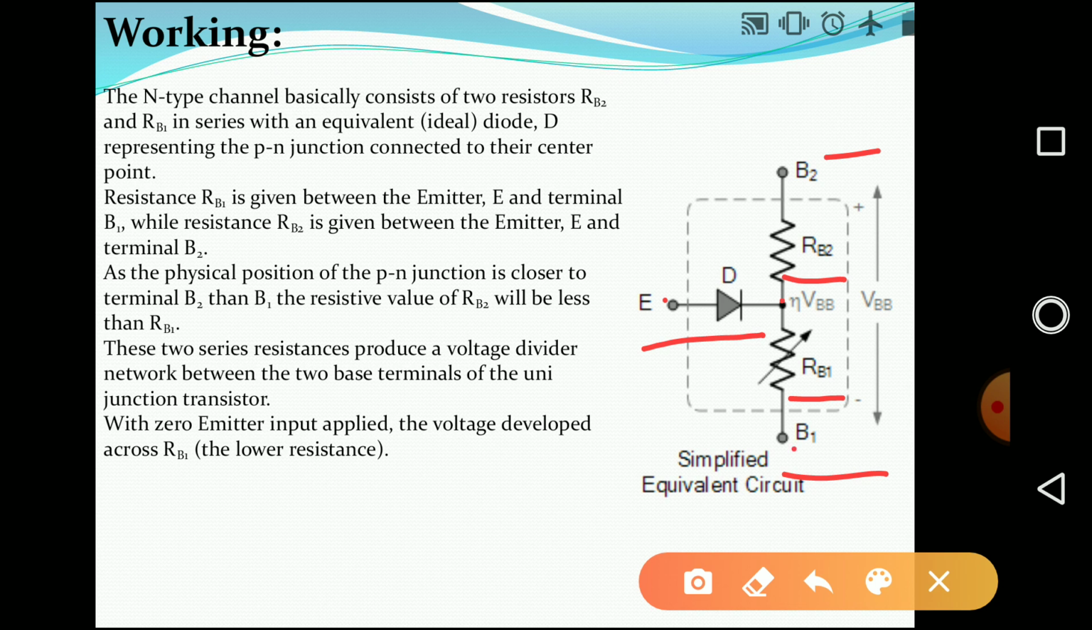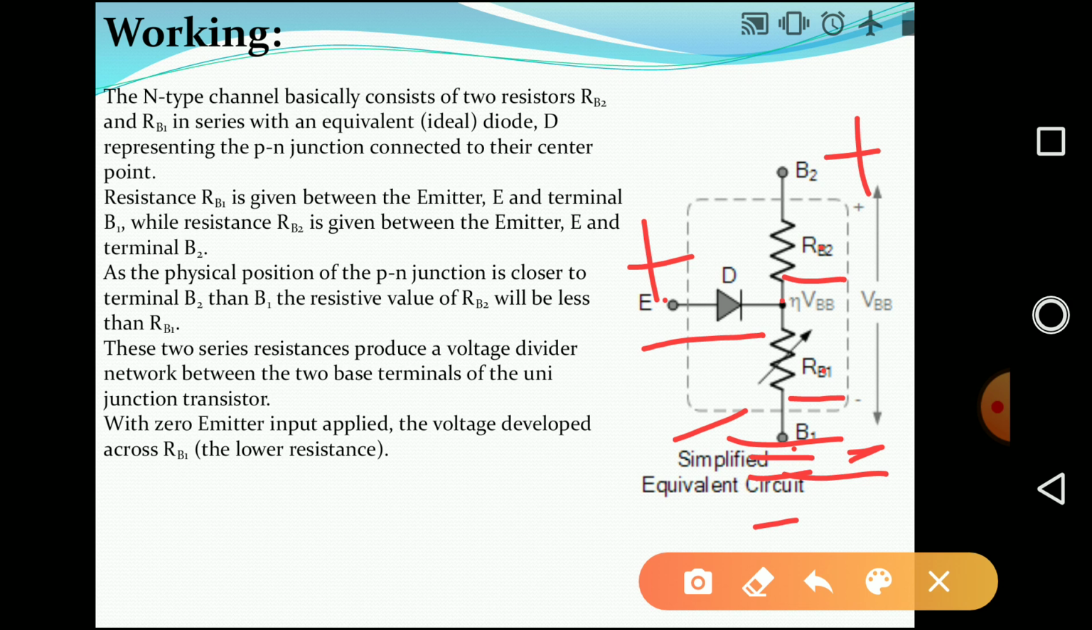Next, B1 is considered as the ground terminal, so negative voltage is applied at B1, and positive voltage is applied at B2 by VBB. When the supply VBB is applied, there is a voltage drop across RB2 and RB1, but the UJT remains in the off condition. Therefore, to turn on the UJT, we need to give the supply across emitter to B1, but the emitter terminal has a diode connection. Therefore, the emitter is connected positive with respect to B1.